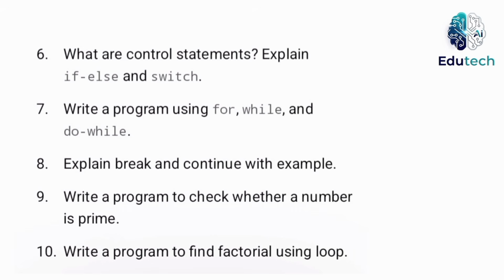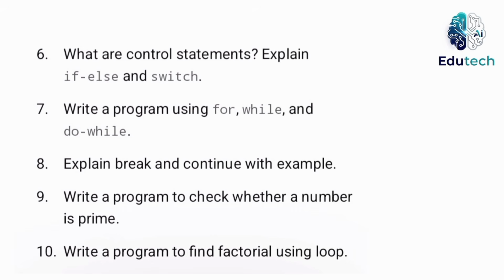8th question. Explain break and continue with example. Break stops the loop, continue skips one iteration. 9th. Write a program to check whether a number is prime. A prime number is divisible only by 1 and itself.